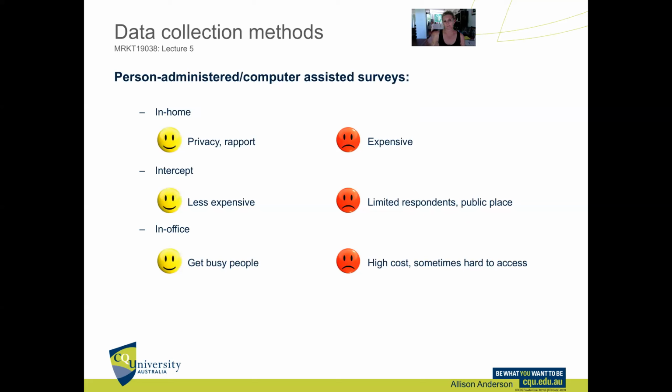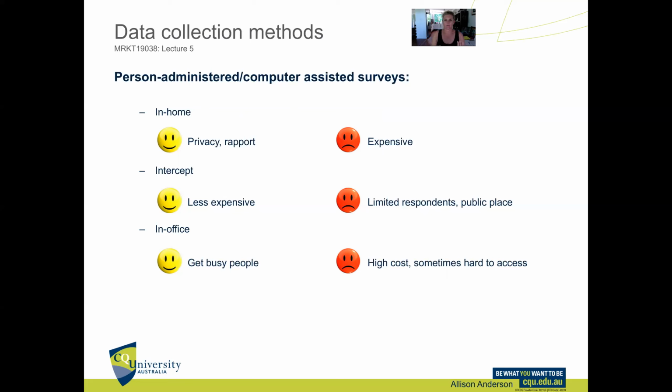Intercept ones. Now, in the textbook, this is called mall intercept ones, but when I did my PhD research, I didn't intercept people in the mall. I intercepted them on the beach and in other public areas. I don't think we just want to be thinking about malls. I think we want to be thinking about all the public areas where we might be able to approach people. Of course, you need permission to do that as well. And in office, and that can be really good if there's busy people who you're not going to get any other way, you can actually go and see busy executive managers and things like that.